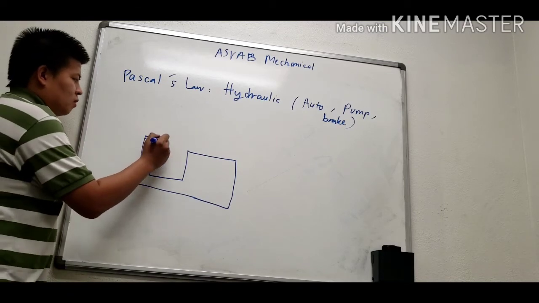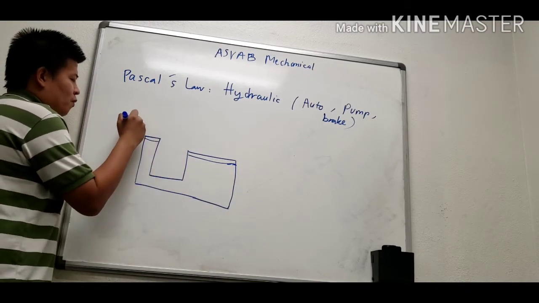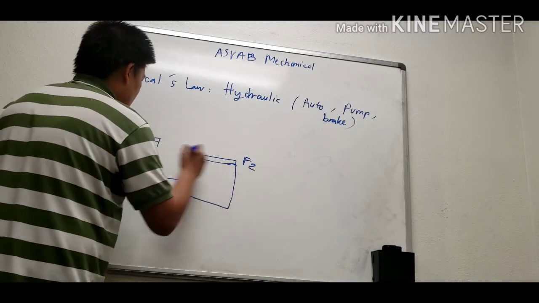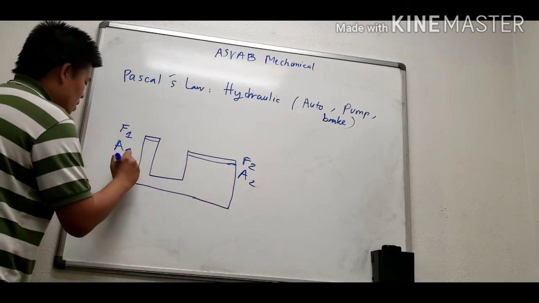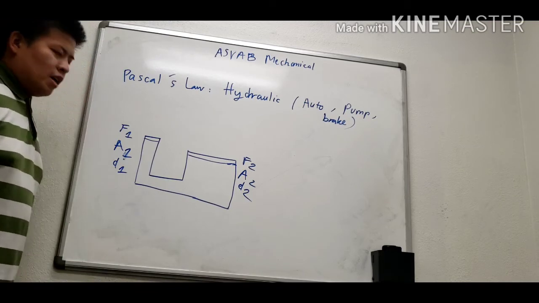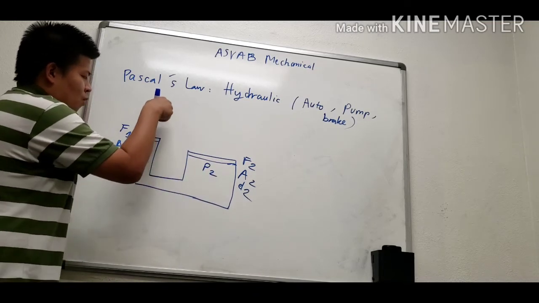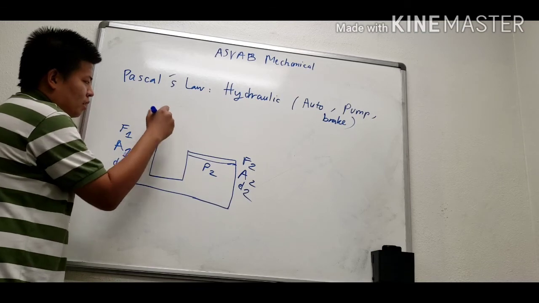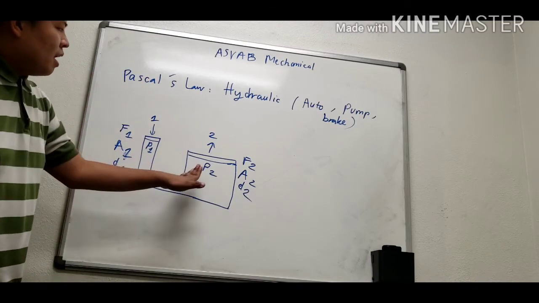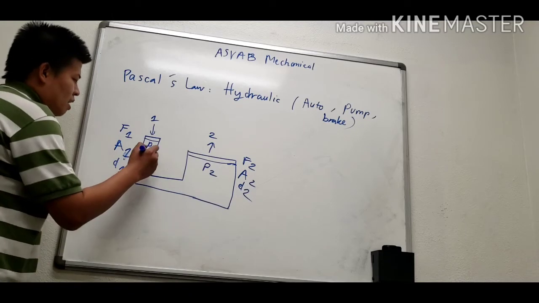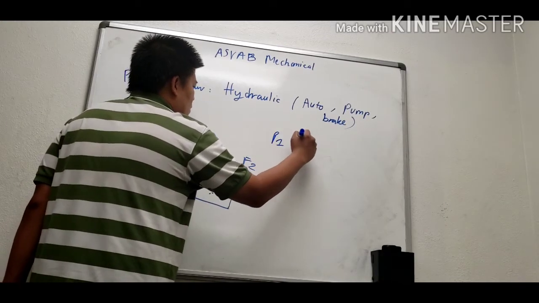So we have two objects here. We have F1 and F2, area 1, area 2, and D1 and D2. We know that the pressure here will be the same as the pressure here, because when we put the force in number 1 and receive the force in number 2, it will press down, and number 2 will go up. That's why the flow of the hydraulics here will be the same. That's why we have P1 equal P2.